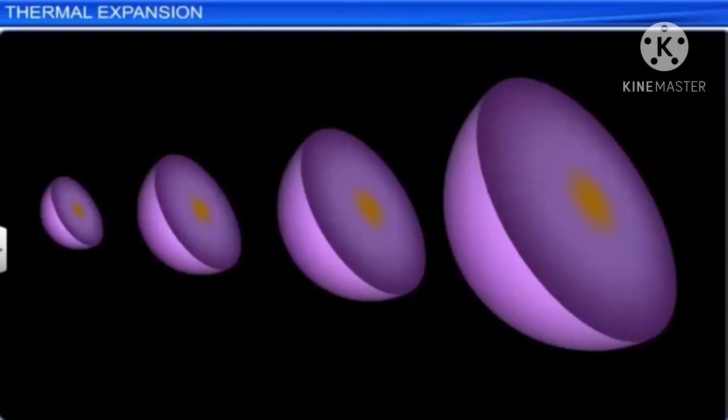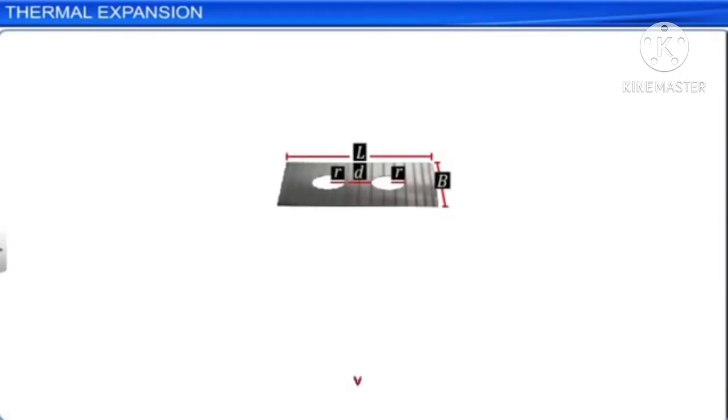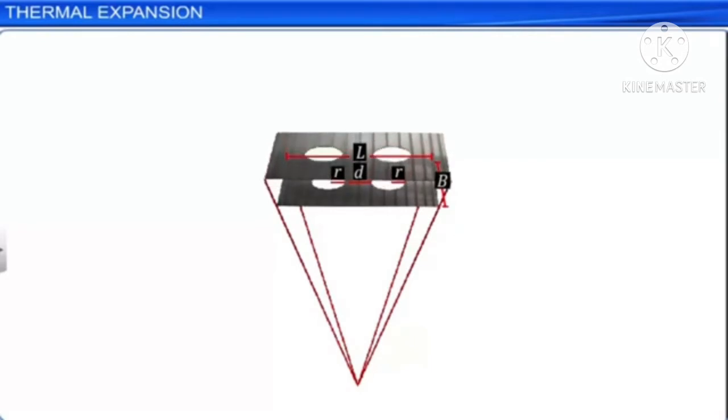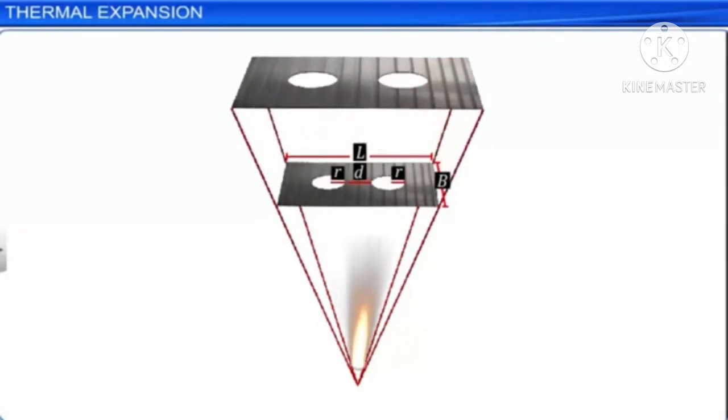For many solids, expansion is analogous to photographic enlargement. For example, if a metallic sheet with identical holes, as shown, is heated, then the expansion is proportionate in all directions. The length and breadth of the sheet, radii of all the holes, and the distance between two holes all increase proportionately. Substances that expand at the same rate in all directions are called isotropic substances.